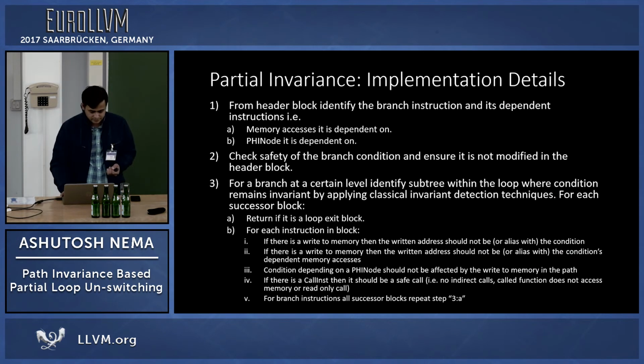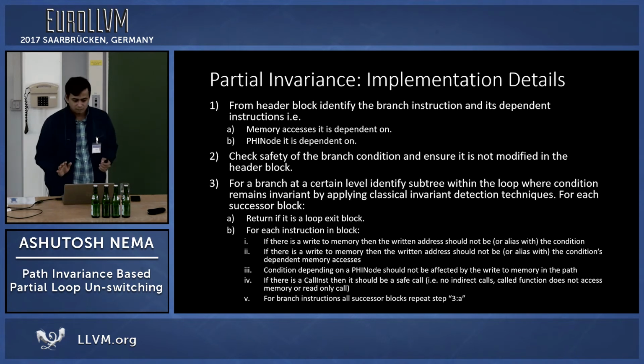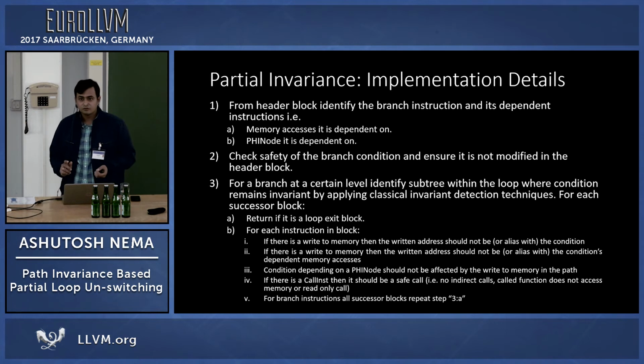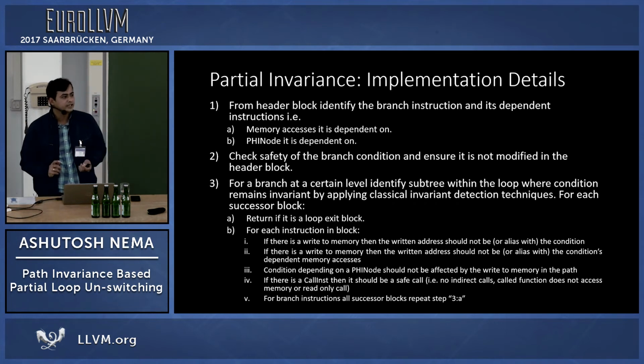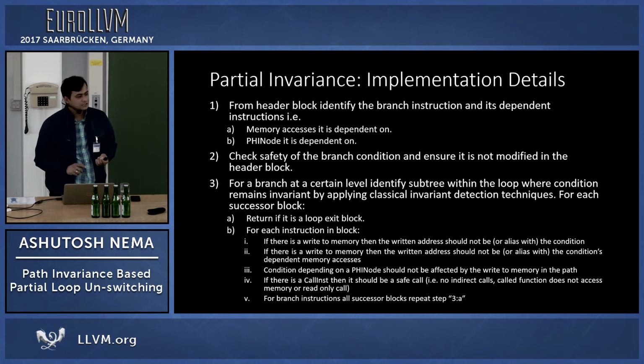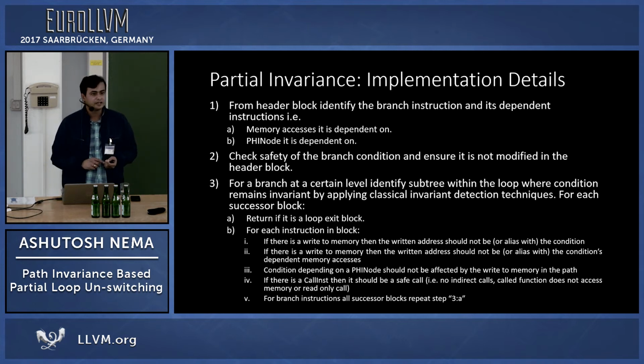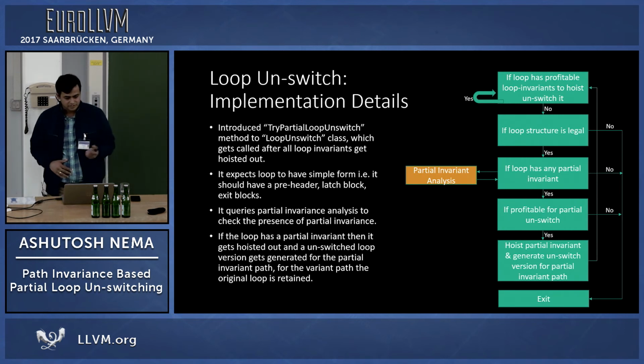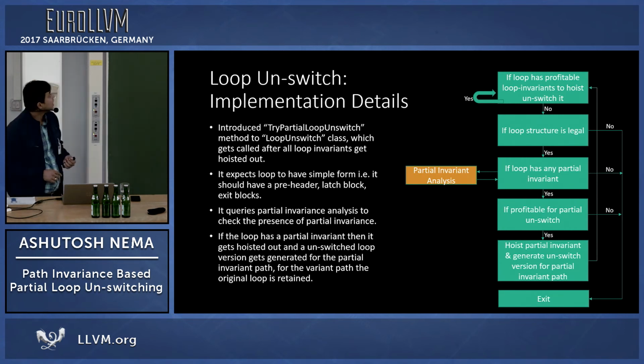So by this, not all the details are kept in this slide, but the top few key details are kept. We're trying to figure out which condition is invariant and in which path. Once we identify the invariant condition and the path in which it is invariant, we'll deploy the partial loop unswitching. How it works is that we have extended the existing loop unswitching.